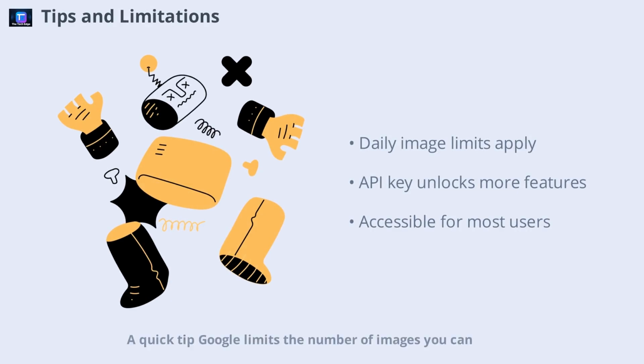A quick tip: Google limits the number of images you can generate daily unless you add an API key. While this is a bit technical, it's worth considering if you plan to use the workflow extensively. The process is still accessible for most users, and you can always find more detailed guides if you want to dive deeper into customization or automation.